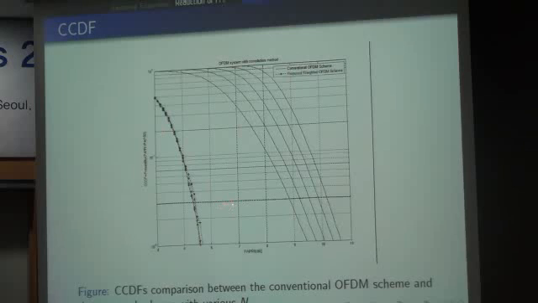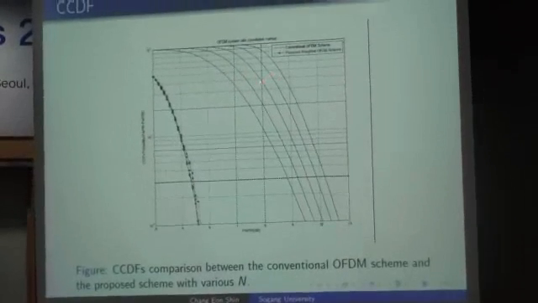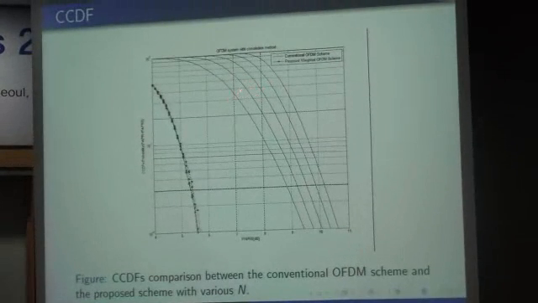And the big advantage is if n is increased, then the PAPR increases in the original OFDM signal. But in this scheme, it increases only slightly. So we can use a large number n, and this graph is the probability graph. So we can reduce the PAPR with the weighted OFDM signal.